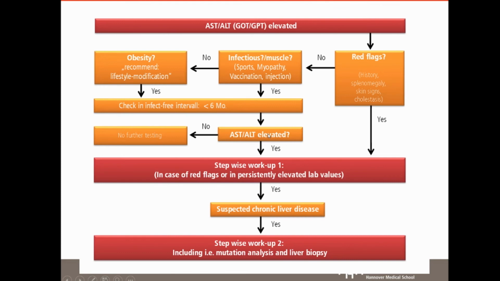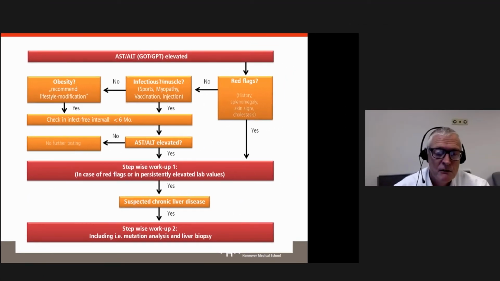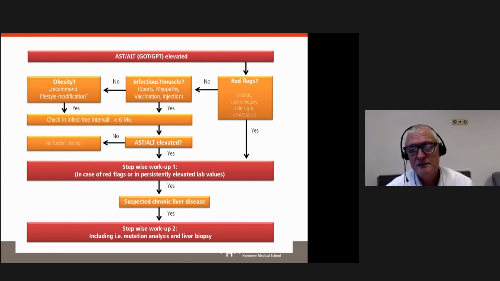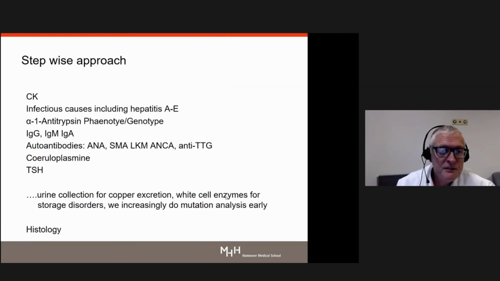And only then recheck. If the AST is still elevated, you have persistently elevated transaminases, and you need to start with some workup. Exclude things like creatine kinase, and at the very end, you need to consider mutation analysis. And in my center here, we do mutation analysis at a relatively early stage these days. This is the stepwise approach that I would recommend.